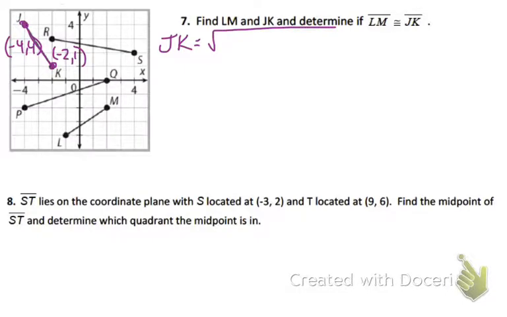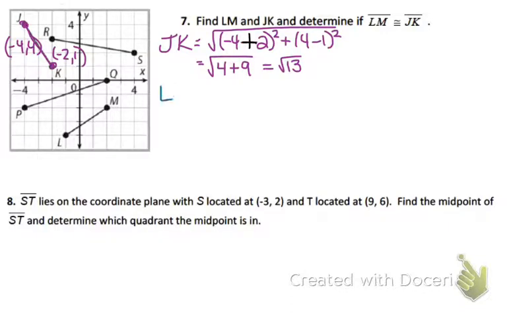So I'm going to go ahead and find the distance. I'm going to subtract my x's, so (-4 minus -2) squared, plus I'm going to subtract my y's, (4 minus 1) squared. So -4 minus -2 is the same thing as -4 plus 2, right? Because when you subtract a negative, it's the same thing as adding. So that gives me the square root of (-2) squared, which is 4, plus 4 minus 1 is 3, and 3 squared is 9. So I have the square root of 13 for JK.